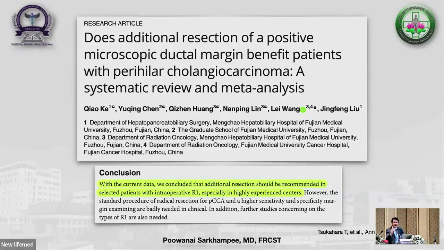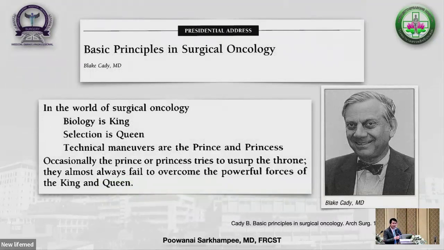But who is that patient? When we look at all the data nowadays, this is the code that we recognize. I think biology is king. Selection is queen, and the surgeon is just like a princess, in principle. Therefore, I think there is a lot of tumor biology in the patient. Every patient has a different tumor biology. Therefore, we must select the patient case by case to perform resection and to perform additional resections.